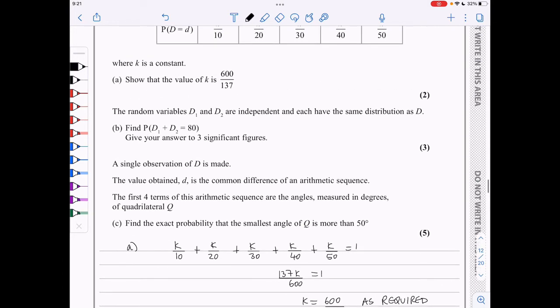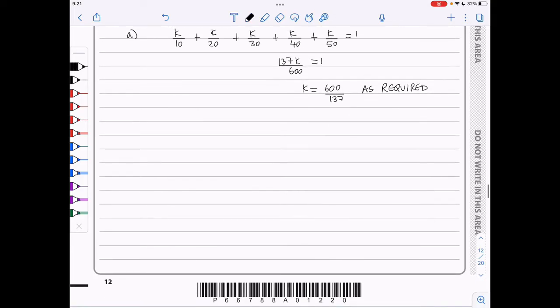And then we've got two independent observations, D1 and D2, coming out of the distribution of D. I need to find the probability that they add up to 80 and give my answer to three significant figures. So I could simply think of the different combinations that will give me a sum of 80. It could be that D1 is 30 and D2 is 50. The fact that the two observations are independent means I can multiply the probabilities.